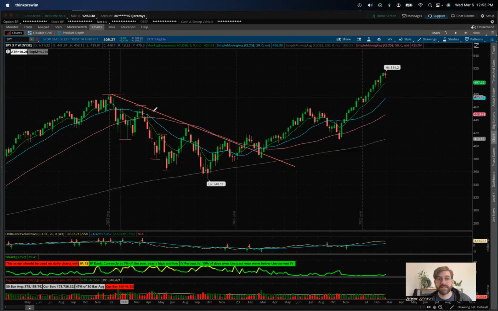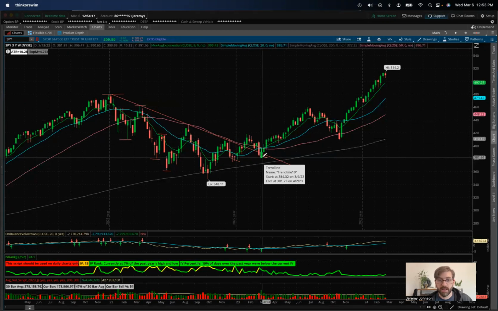Now, we also have this diagonal resistance line. When we broke back above that diagonal resistance line, price set a new pivot high in relation to the previous major pivot. And when we pulled back, we set a new pivot low that was slightly higher. So we had this one, and then we had a slightly higher one here. So that was the start of the bullish run in terms of pivot relationship, but we still kind of had some chop.